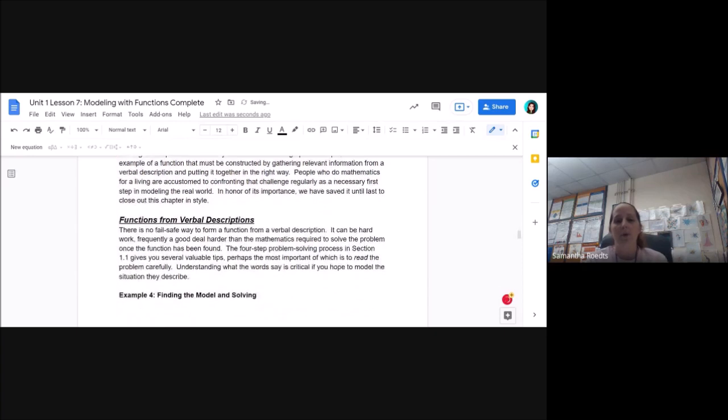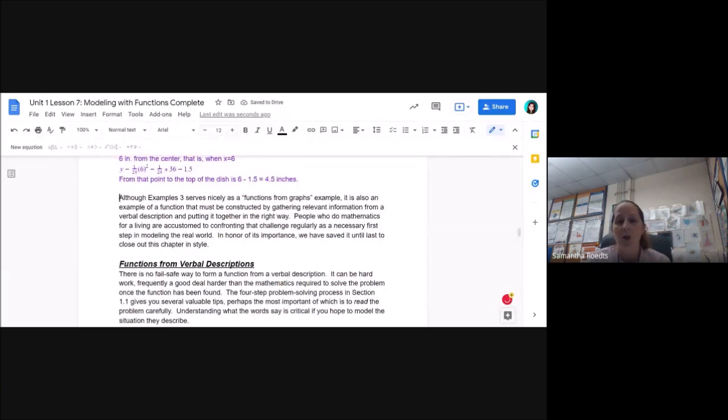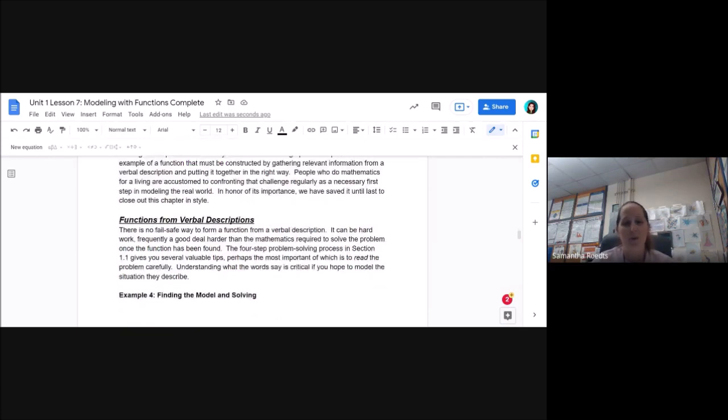So although example 3 serves nicely as a functions from graphs example, it is also an example of a function that must be constructed by gathering relevant information from a verbal description and putting it together in the right way. People who do mathematics for a living are accustomed to confronting the challenge regularly as a necessary first step in modeling the real world. In honor of its importance, we have saved it until last to close out this chapter in style. Functions from verbal descriptions.